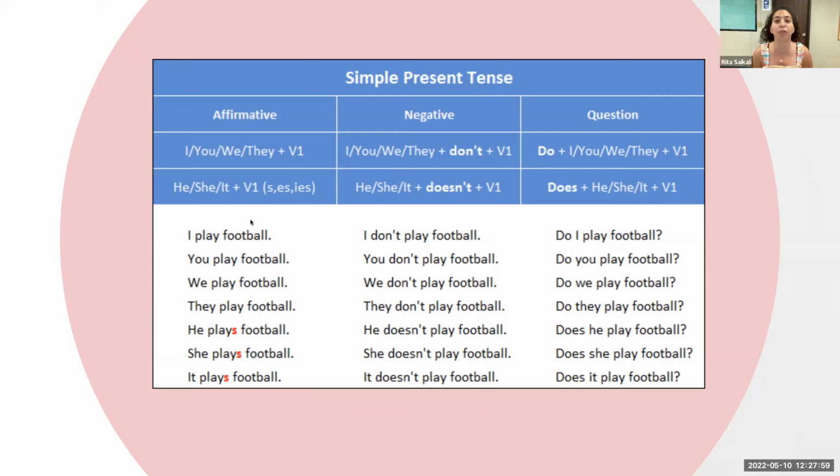Again, all of them except third person singular take which one? Does. Third person singular takes does. All of them except third person singular, what does it take? Do. Do they play football? Does he play football? Does she play football? Does it play football? Cool? Questions? Thoughts? Doubts?